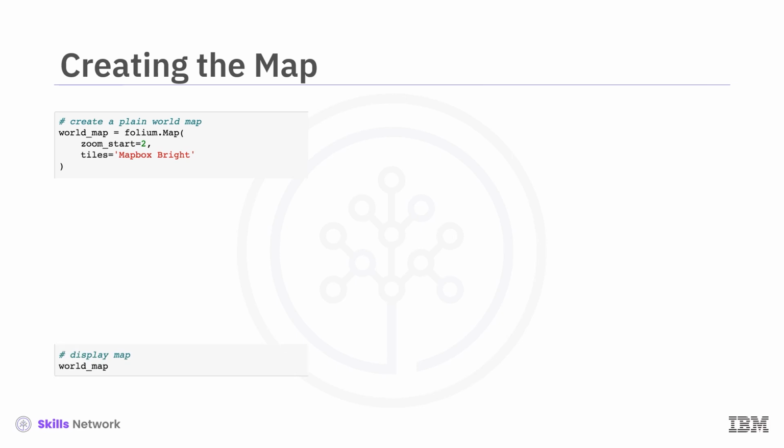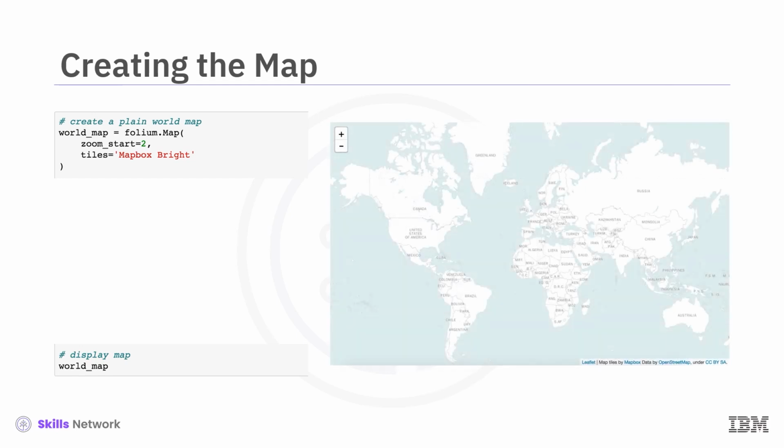We should be experts now in creating world maps with Folium, so let's go ahead and create a world map, but this time let's use the Matplotlib tile set. The result is a nice world map displaying the name of every country. Now let's convert this map into a Choropleth map.